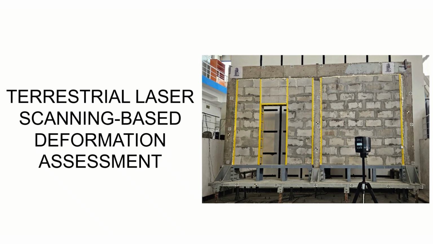That means we need two scans. The first scan is before the experiment, and the second scan is after the experiment. In this way we can assess how this wall is deformed by giving the frequency.